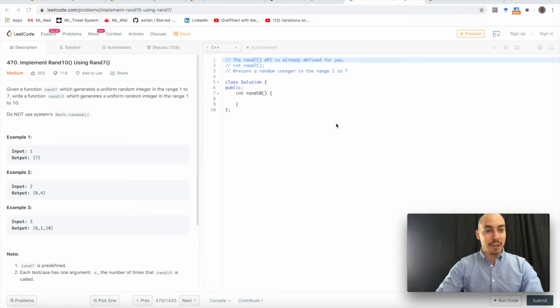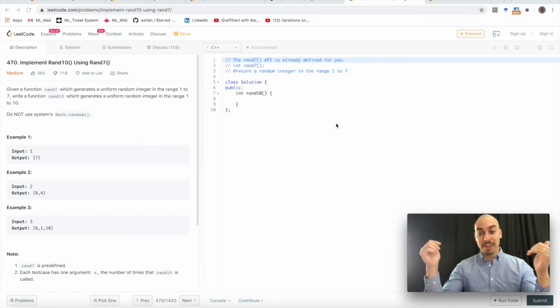One is problem 470, implement rand10 using rand7. Given a function rand7, which generates a uniform random integer in the range of 1 to 7, write a function rand10, which generates a uniform random integer in the range 1 to 10. So that means we basically have to adjust our range in which we generate numbers and make sure that we still get the same uniform sampling. And specifically not make use of any standard functions that would give you math random straight out of the box.